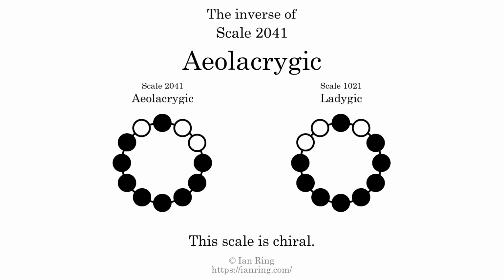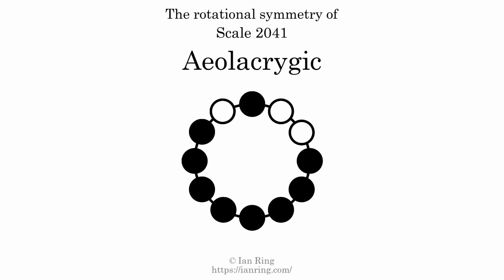The inverse of a scale is a mirror image. It is what you get when the sequence of intervals is reversed. The inverse of this scale is scale 1021, also known as Aeolacrygic. This scale is chiral. It cannot transform into its inverse by rotational transformation. This scale has no rotational symmetry.